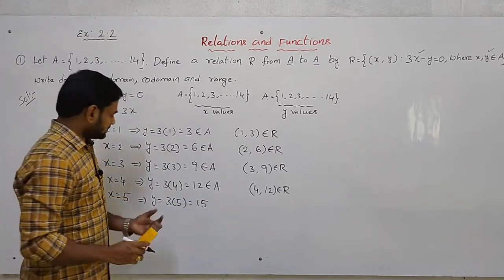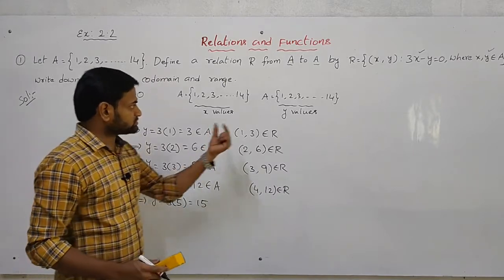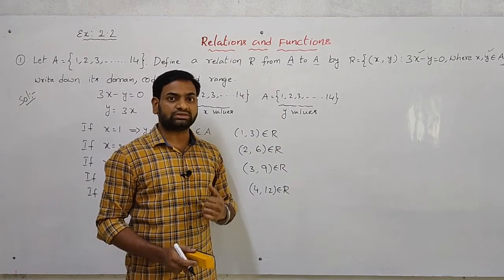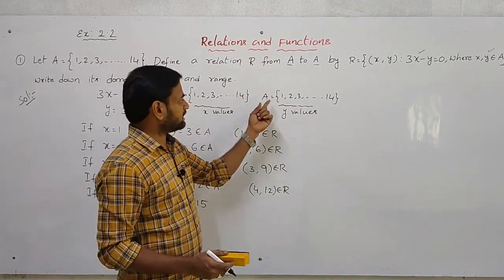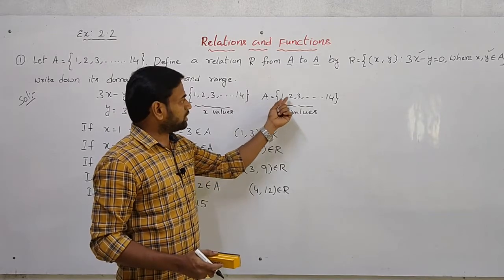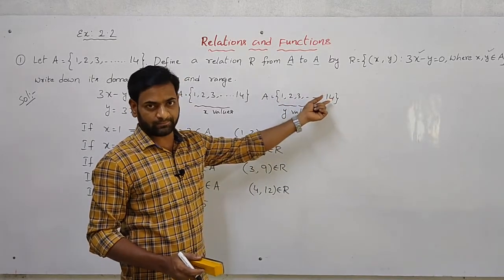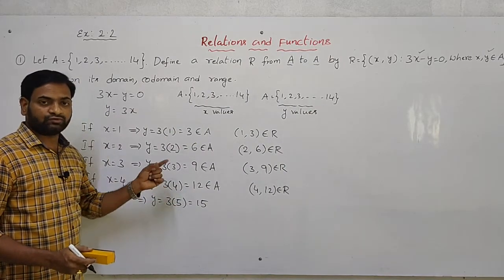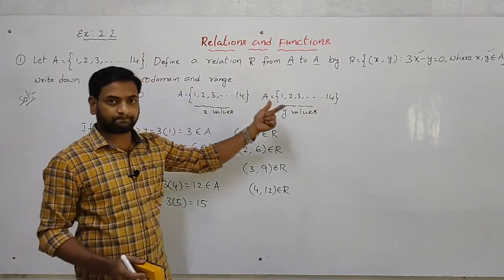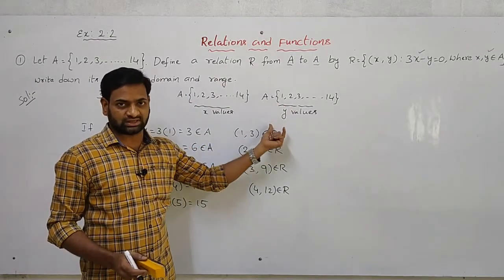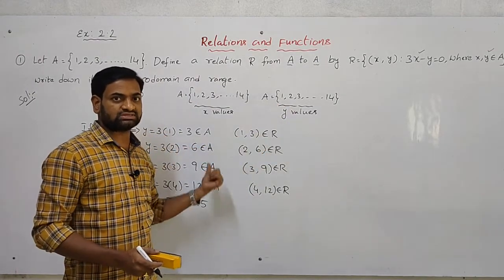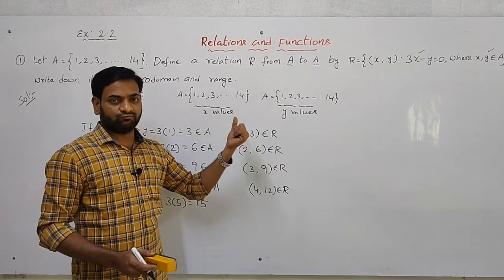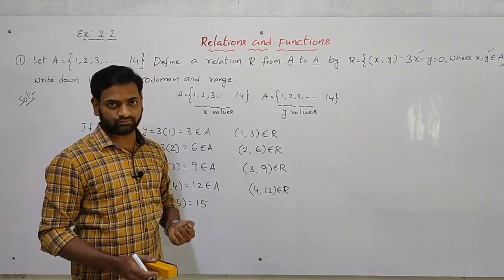Now see here, y equals 15. Is this y, 15, in A? It is not in A, because what are the A values? A values are 1, 2, 3 and so on up to 14 only. But here the y value is 15. So 15 is out of the set A. In the set, up to 14 is there. So when it is out of the set, we cannot take that y value.